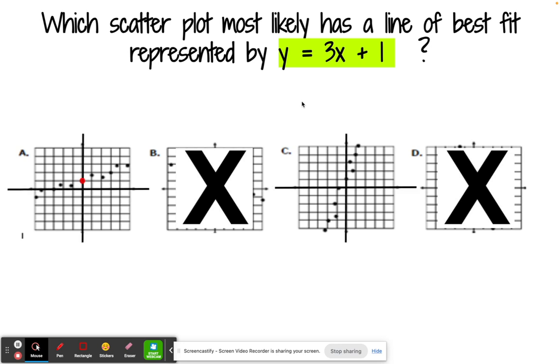So for A, there's my y-intercept at 1. And if I drew the slope of 3, the line would look like this. Well, this does not look like the line of best fit that best represents this data. Let's look at C. Again, there's my y-intercept with the slope of 3. That looks better. That shows about half of my points on either side of the line. So C would be the correct answer.